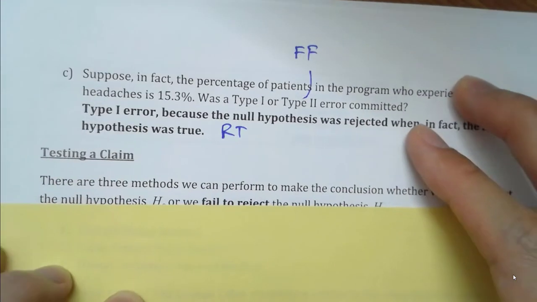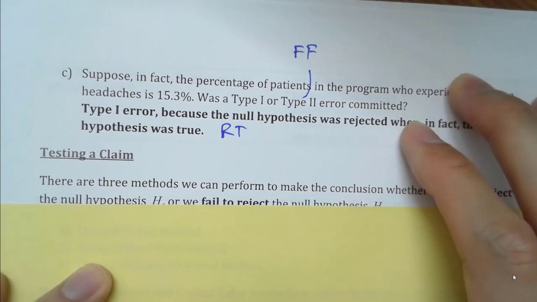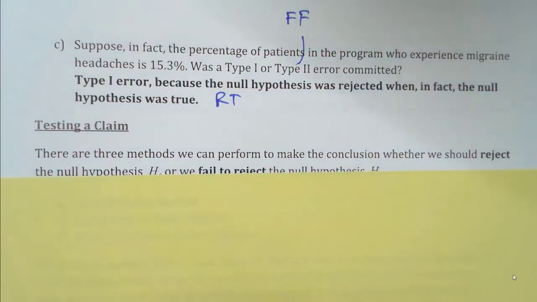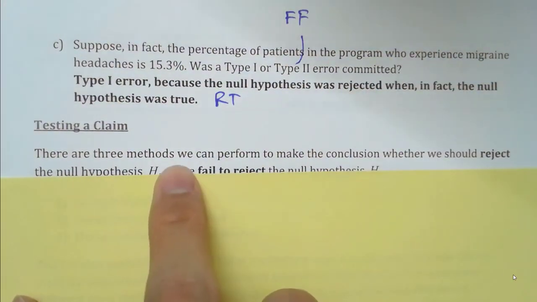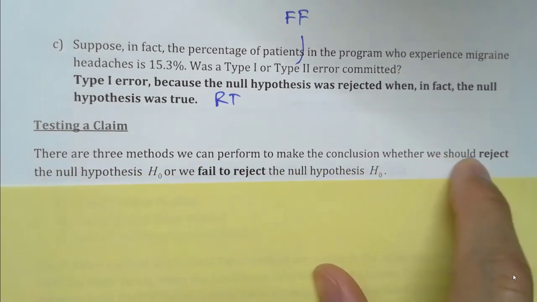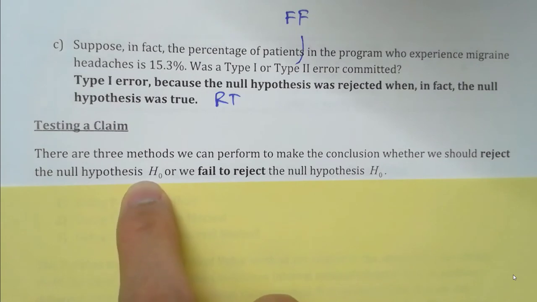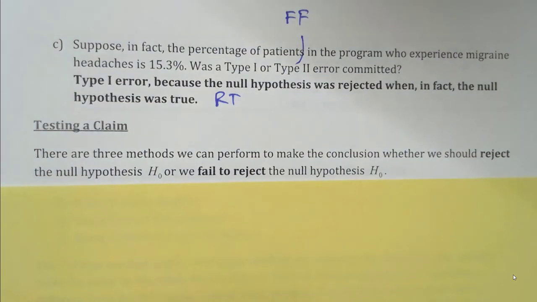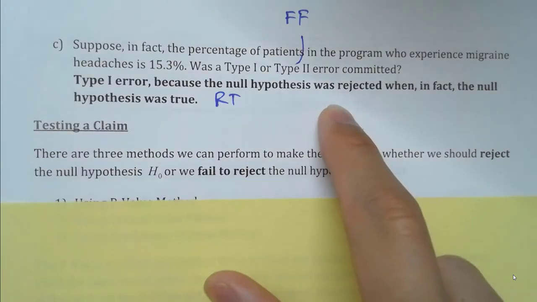Okay, let's move on to another topic. Objective: testing a claim. There are 3 methods we can perform to make the conclusion whether we should reject the null hypothesis H0 or we fail to reject. Remember, we never accept the null hypothesis, or we never support it, right? We never accept it. We just say we fail to reject the null hypothesis H0.